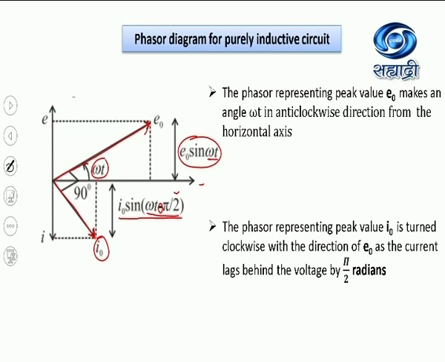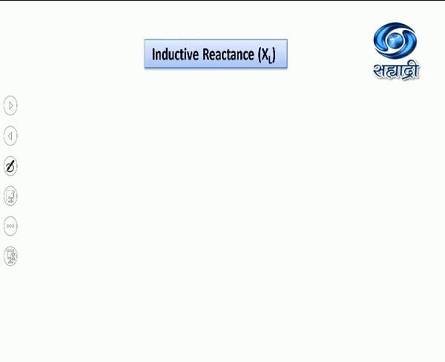And what is the phase difference? Pi by 2. If you see carefully, the angle between the EMF and the current is 90 degrees, and lagging behind we always show in the downward direction. That's why the angle made by current with respect to EMF is 90 degrees in the downward direction, and that is represented by lagging behind the phase by pi by 2 radians, that is 90 degrees. So the phasor representing the peak value I naught is turned clockwise from the direction of E naught, as the current lags behind the voltage by pi by 2 radians.